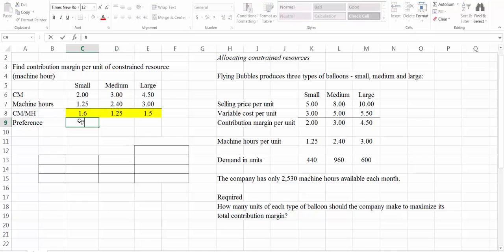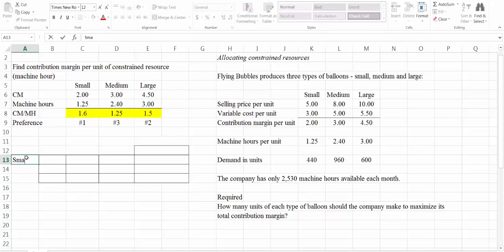So our number one product is going to be small balloons. Our number two product, our second most profitable, is large balloons, and then the medium balloons are the least profitable. So that's the easy part. Now we have to decide how many units of each type of balloon we should make. We have to figure out, based upon how many total hours we have, which is 2,530, how many hours we can commit to each of these products.